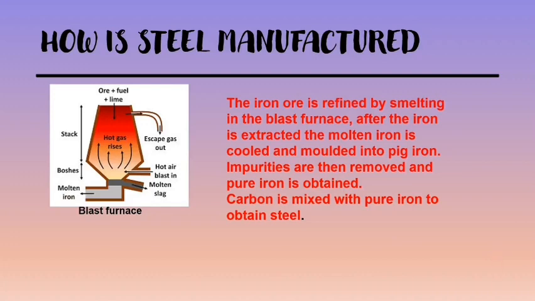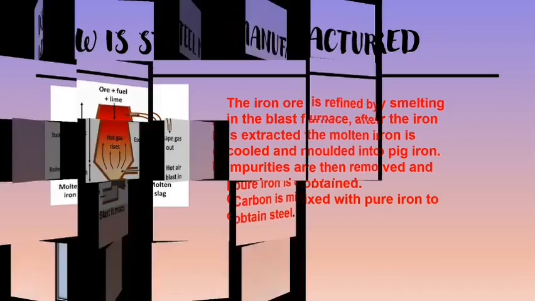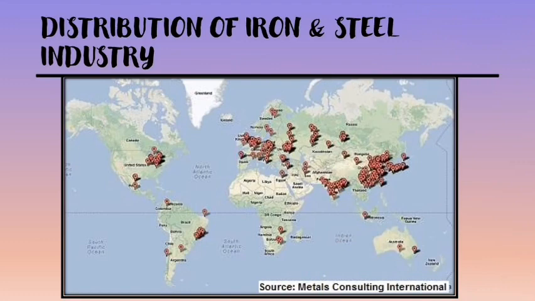The pure iron is obtained in molten form. Carbon is added to this molten pure iron to make steel. So this is how steel is manufactured.